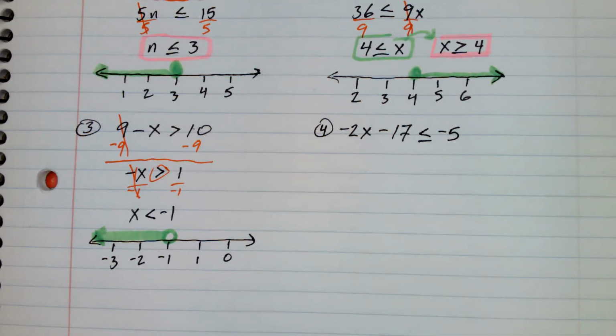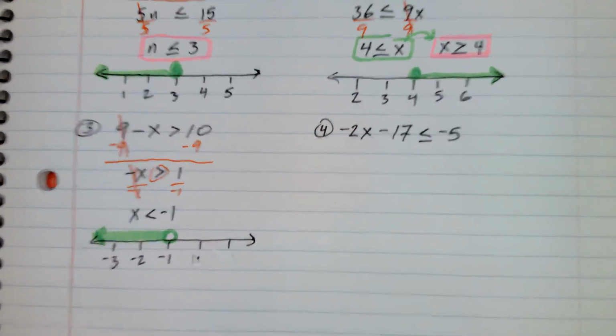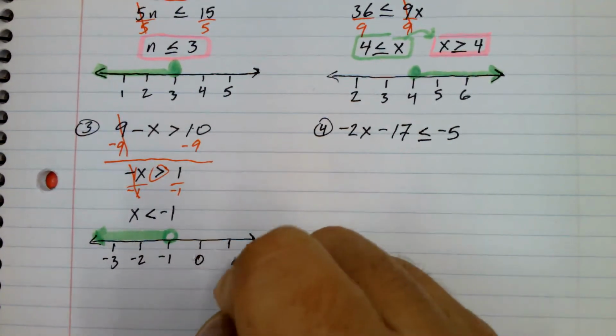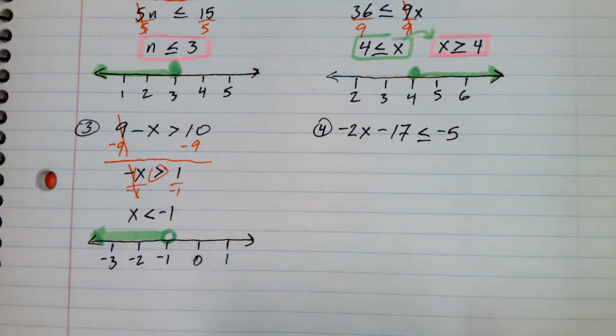Okay, try this one. -2x minus 17 is less than or equal to -5. Oh, thank you. I did a little boo-boo on the numbering here. Let's fix that. There we go. Thank you. Okay, let's continue here.